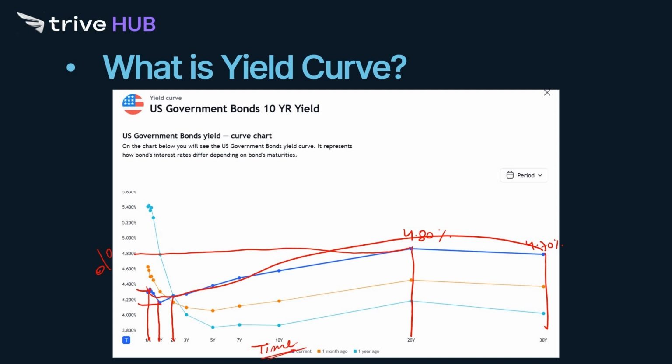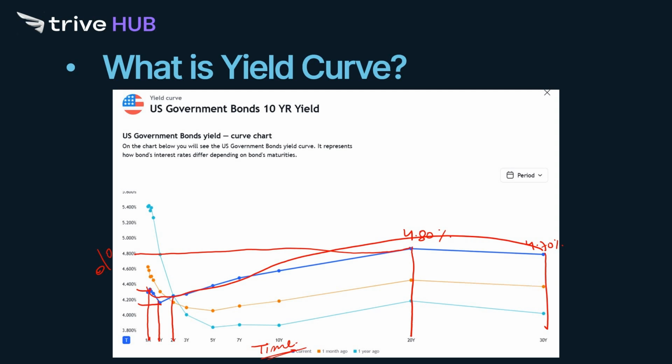The curve may take different shapes at different points in the economic cycle, but it is typically upward sloping, indicating that longer term bonds have higher yields than short term bonds. This normal yield curve reflects the expectation that investors require higher compensation for holding on to investments for a longer period due to the increased risk associated with time, such as inflation risk or uncertainty about future interest rates.